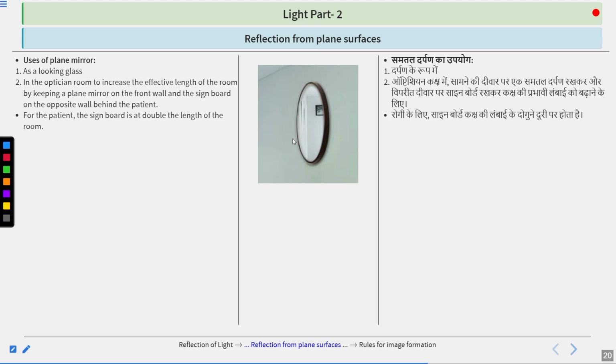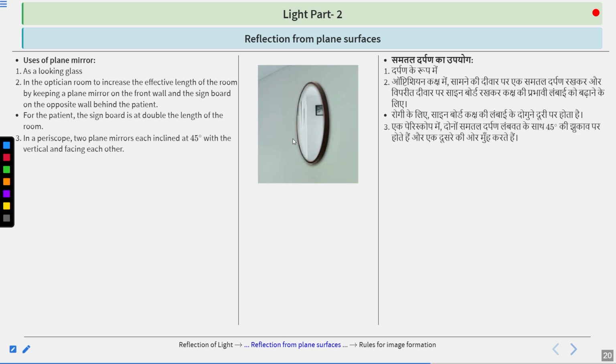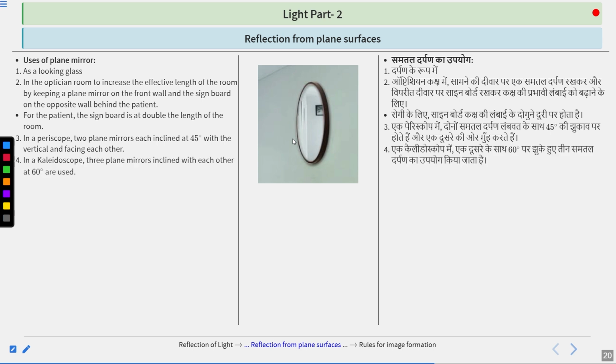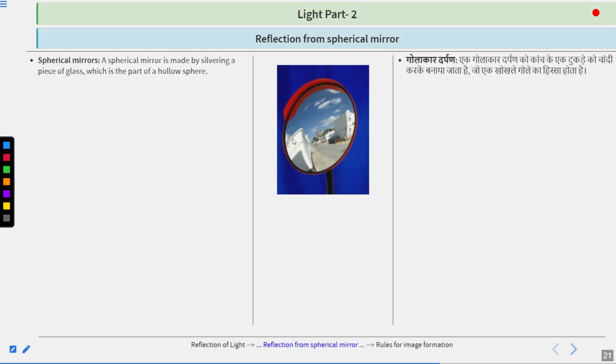For the patient, the signboard is at double the length of the room. In a periscope, two plane mirrors are each inclined at 45° with the vertical and facing each other. In a kaleidoscope, three plane mirrors inclined with each other at 60° are used. In the solar heating devices also, we use them.